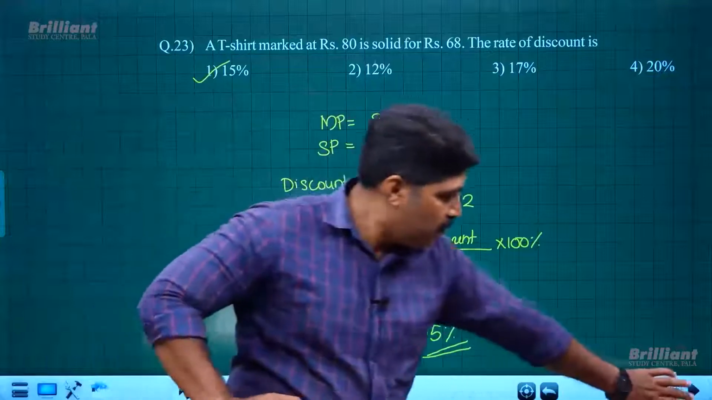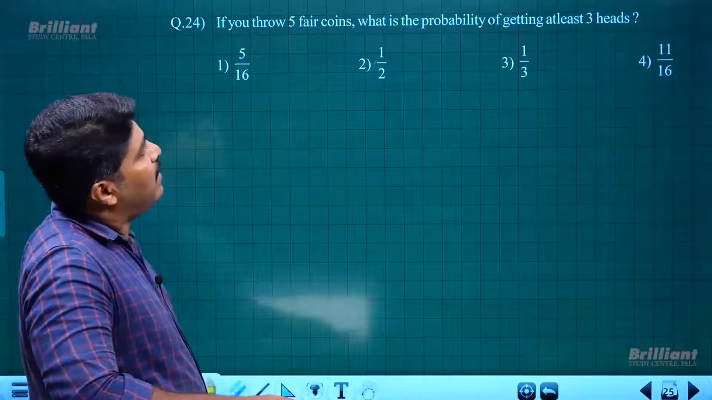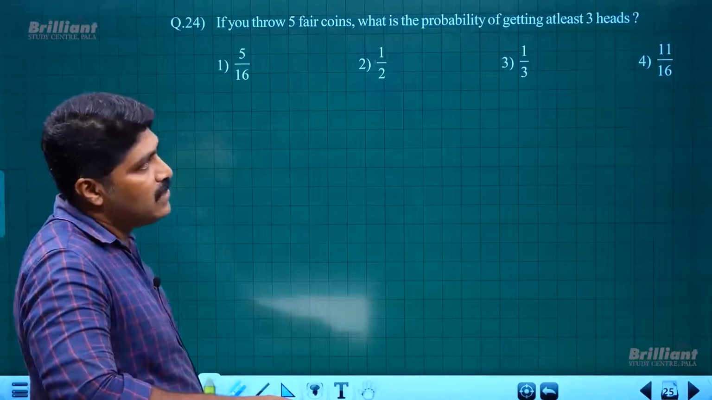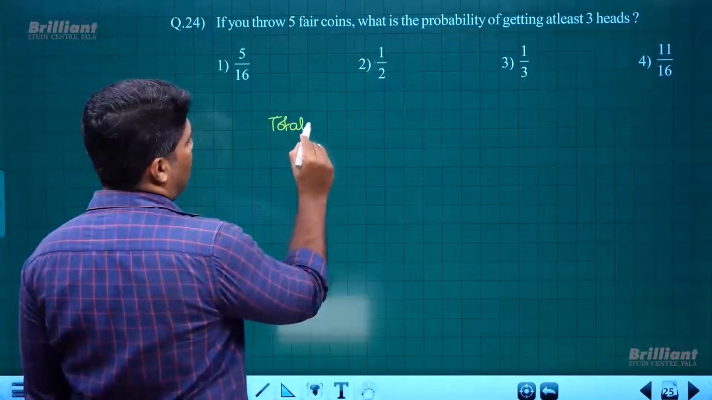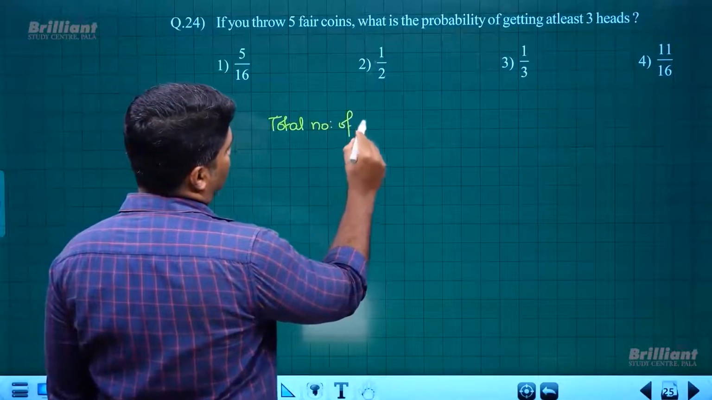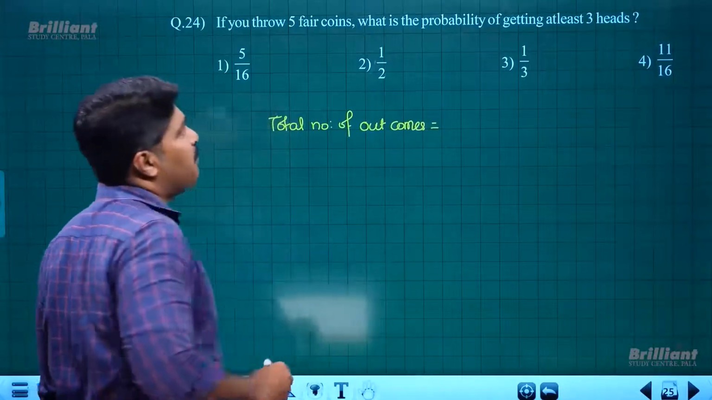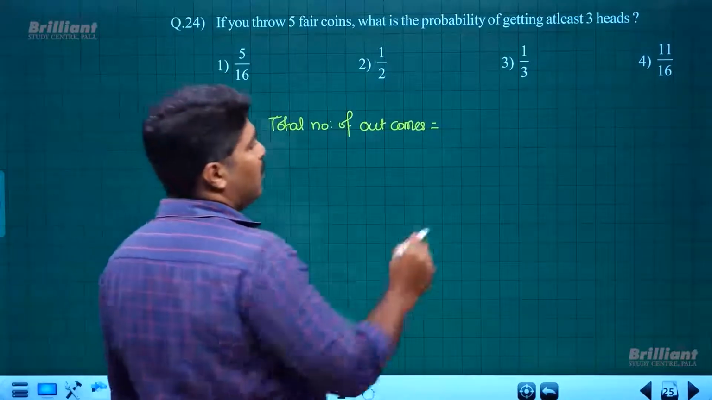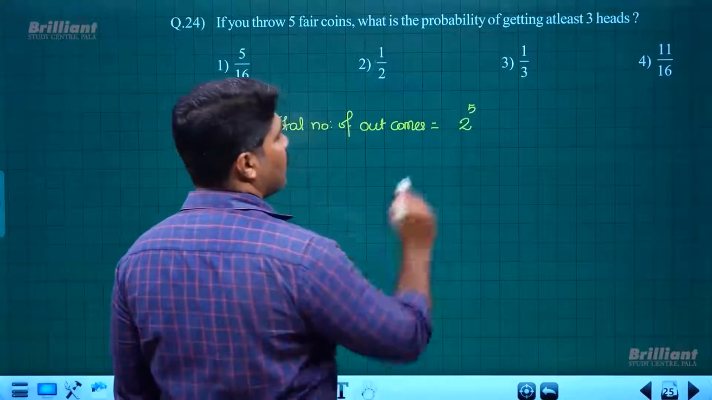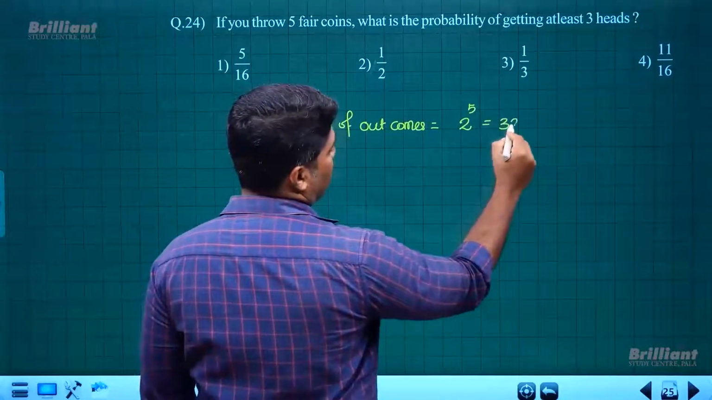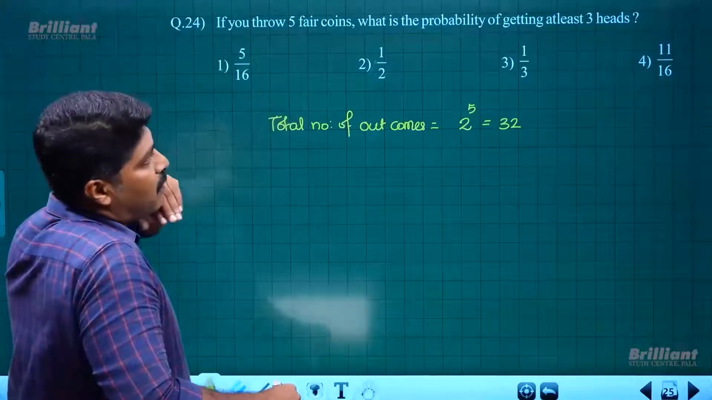So now we can move to the second last question. If you throw 5 fair coins, what is the probability of getting at least 3 heads? So first of all, we consider what is the total number of outcomes. That's throwing of 5 fair coins. So for each coin, its result is 2. There are 5 such coins, therefore 2 raised to 5. What is 2 raised to 5? That is 32. And we have to consider the second situation, that's the number of favorable outcomes.